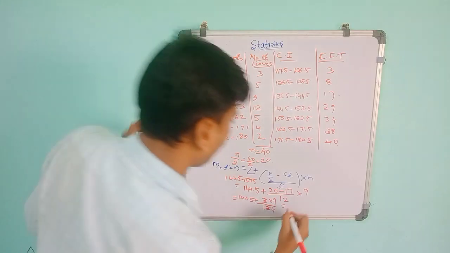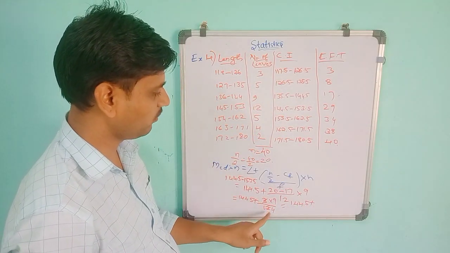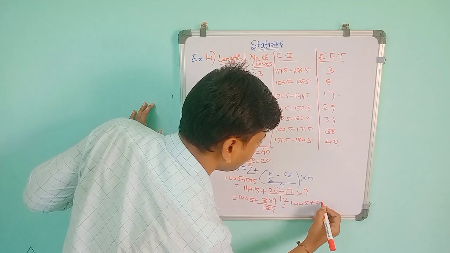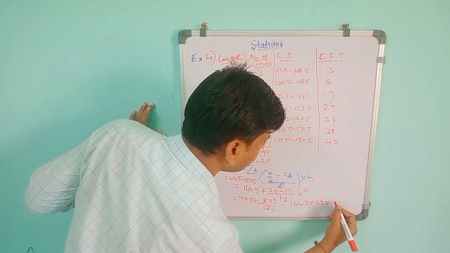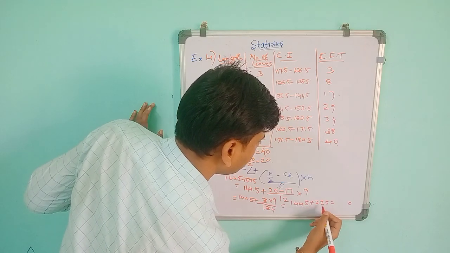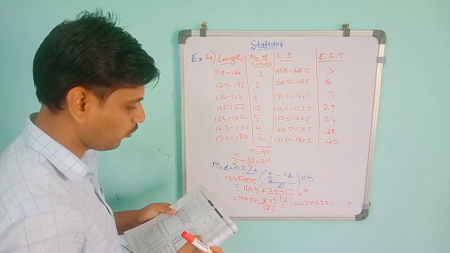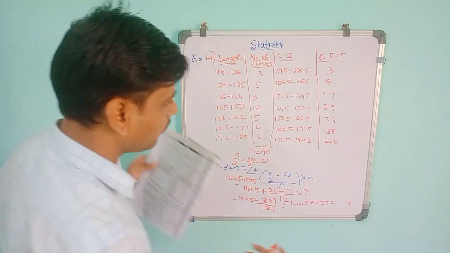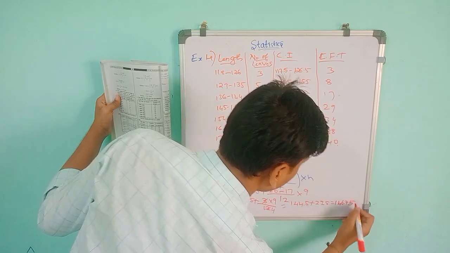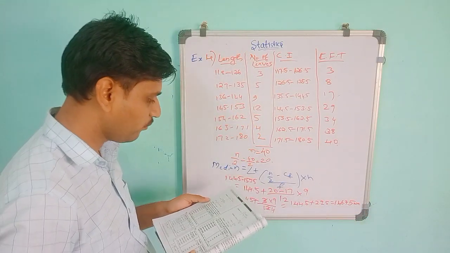Cancel by 3: 3 ones are 3, 3 fours are 12. So 9 by 4 means 2.25. Then 144.5 plus 2.25 will give 146.75. So it is 146.75 mm.